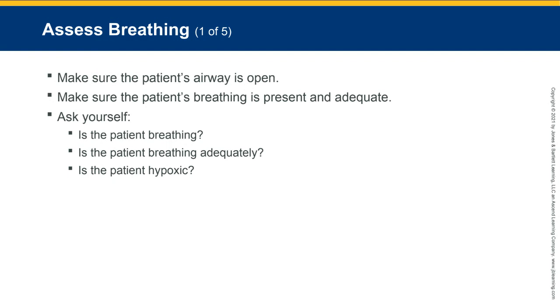Is the patient hypoxic? So you need to consider the patient's level of consciousness. Then you're going to look at the rate, how fast or slow the patient is breathing per minute. You're going to look at the rhythm. Is it consistent? Is there a regular pattern of chest rise or is it irregular? So rate, rhythm. You're going to look at the quality. Is there muscle use present? Is there abnormal sounds present?